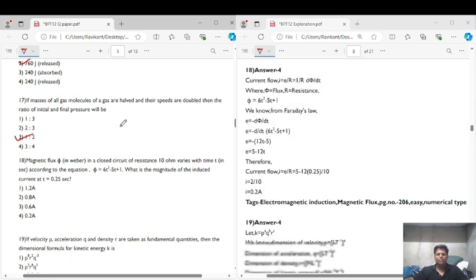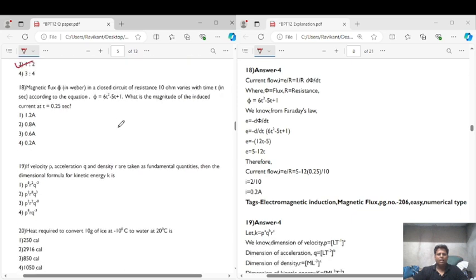Now question number 18. The magnetic flux phi in a closed circuit of resistance 10 ohm varies with time according to the equation phi equals 6t square minus 5t plus 1. What is the magnitude of the induced current at t equals 0.25 seconds? See, phi is being given to us. So the induced EMF is equal to minus d phi by dt, right?